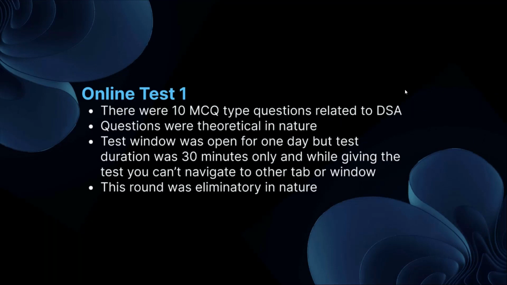First is online test 1. Last year, this test contained 10 MCQ questions related to DSA. These questions were fact-based and the test window was open for a day but the test duration was half an hour only. This means you can give the test at any time but you have to finish it in 30 minutes once you start. Navigation to any other tab or window wasn't allowed. This round was eliminatory in nature, meaning people who don't qualify the test will be out of the process.